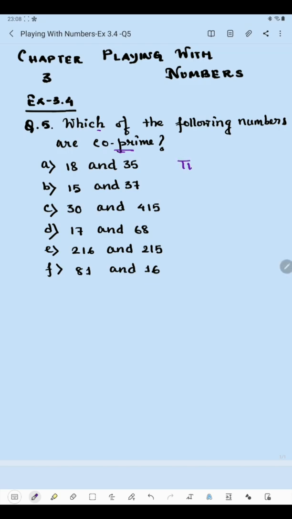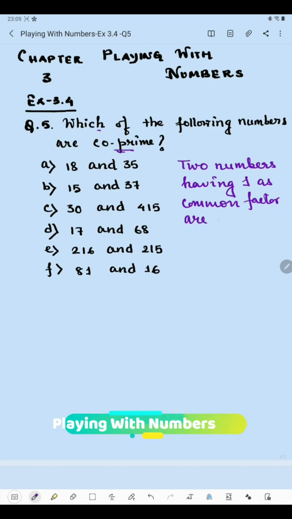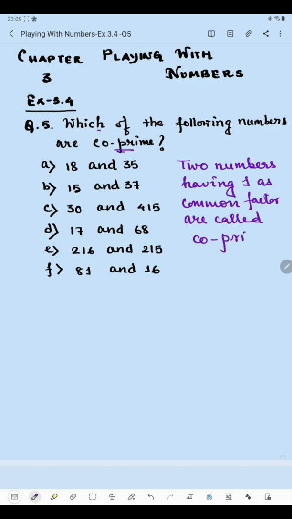That means co-prime numbers are two numbers having only one as a common factor. Okay? They are called co-prime numbers. So that means we will have to find the factors at first, and if we see only one as a common factor, then we will say that those numbers are co-prime.